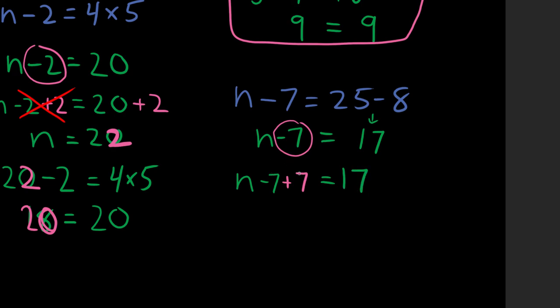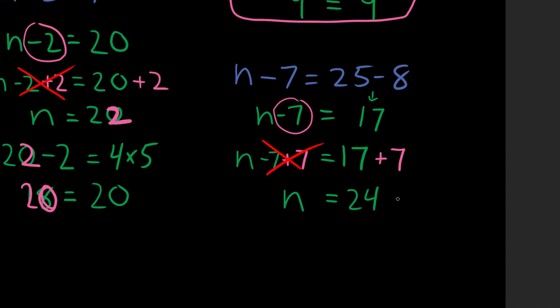I'm not going to forget the next step here. Remember, whatever you do to one side, you have to do to the other, because I forgot to do that before and it messed me up. Since I added 7 here, I also need to add 7 on the other side. So 17 plus 7 equals 24. The minus 7 and plus 7 cancel each other out. Bring down the n, so n equals 24.